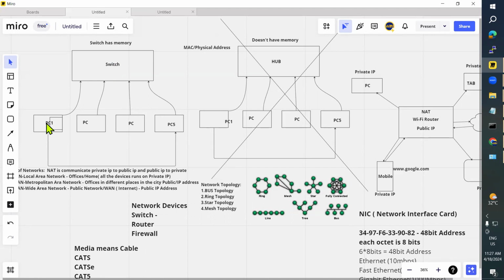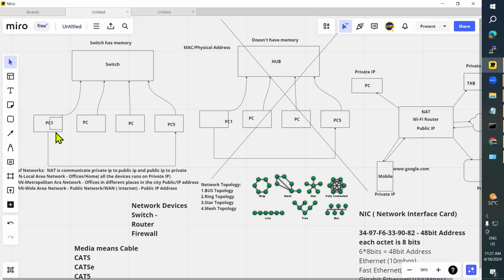If you want to connect from PC1 to PC5, the command center is here, so you can go directly to PC5 because this is centralized communication between wired devices. Wired devices means the devices are connected with a cable. So it is a hardware device that centralizes the communication between wired devices connected within a LAN.